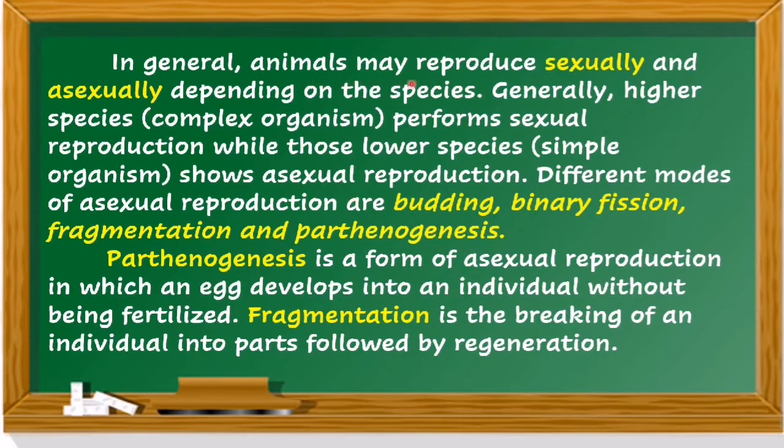In general, animals may reproduce sexually and asexually, depending on the species. Generally, higher species or complex organisms perform sexual reproduction, while lower species or simple organisms show asexual reproduction. Different modes of asexual reproduction are budding, binary fission, fragmentation, and parthenogenesis. Parthenogenesis is a form of asexual reproduction in which an egg develops into an individual without being fertilized. Fragmentation is the breaking of an individual into parts followed by regeneration.